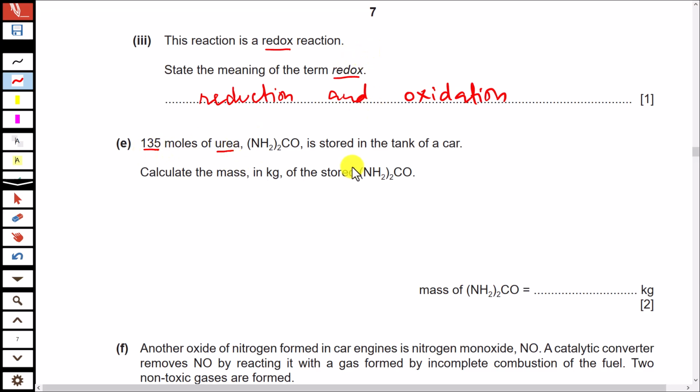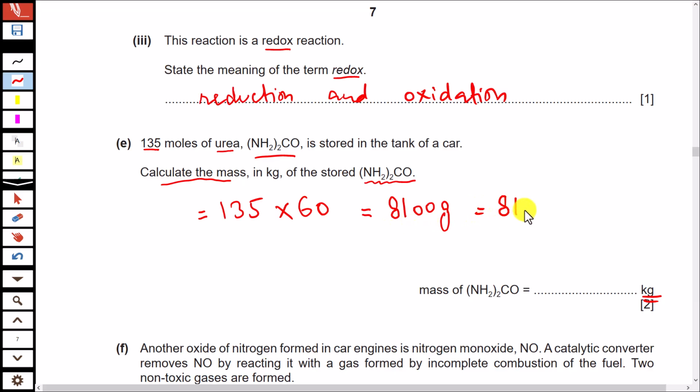135 moles of urea, and you have to calculate the mass of urea. Mass equals moles, that are 135 in this case, times Mr, and Mr for urea is 60. You can calculate this by adding the Ar values for all of the atoms involved here. Now if I multiply it by 60, I will get 8100 grams, but I need the answer in kilograms. For this purpose, I have to divide by 1000. So it will be 8100 upon 1000 kilograms, and that is 8.1.